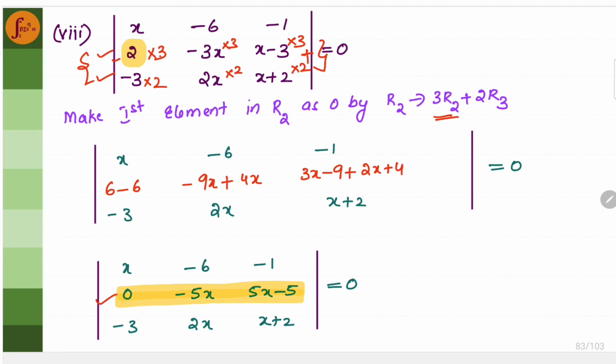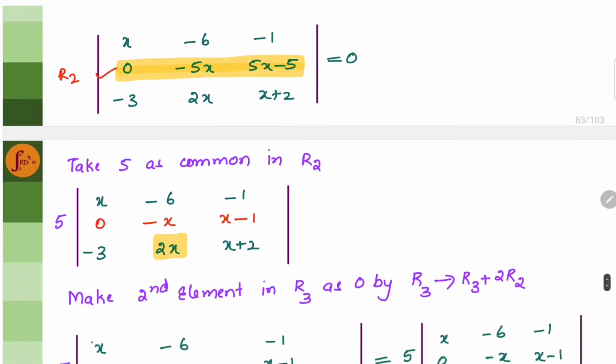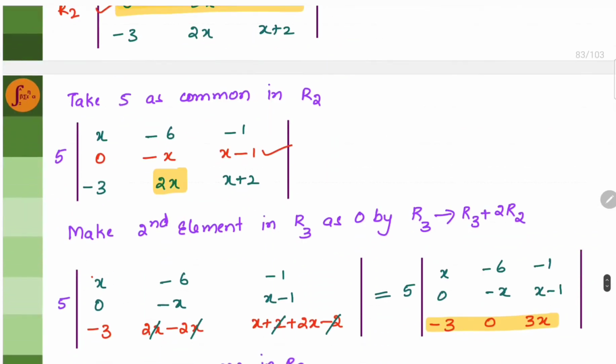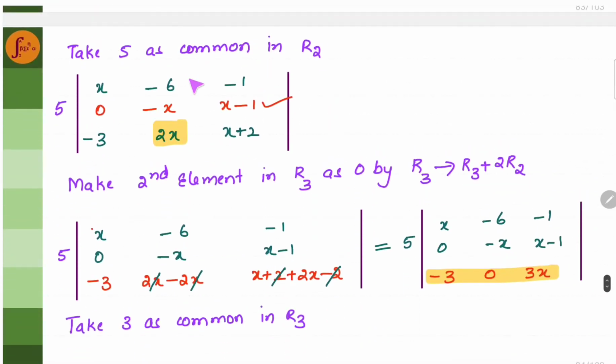Then as you keep solving, you'll figure out that there is a common factor also, right? When you do the addition operation here, you'll get some common factor like this. Now you take 5 as common, right? In this row 2, 5 as common. So you'll get this, right? Now, see if you can make another element 0.